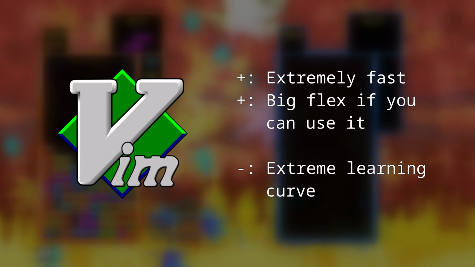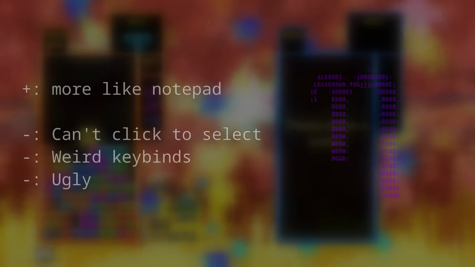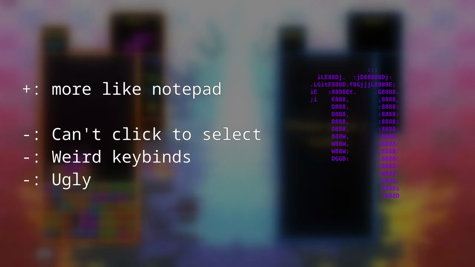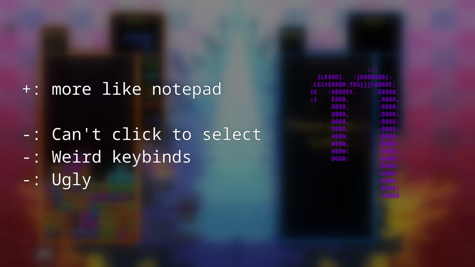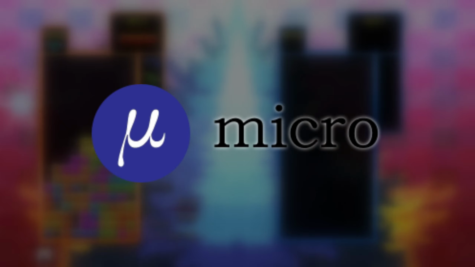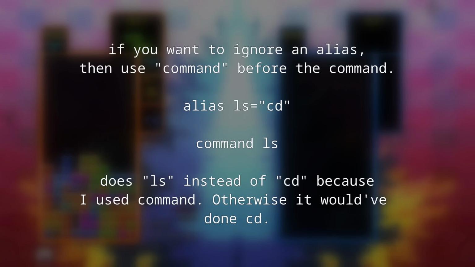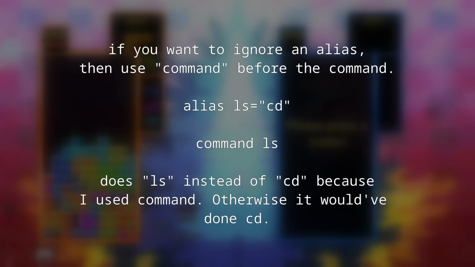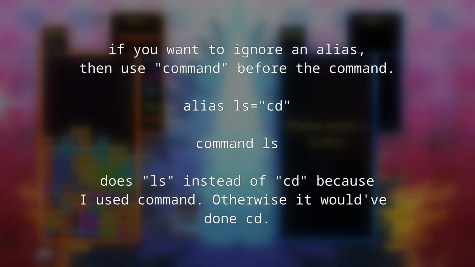The standard text editors in Linux are Vim and Nano, and you'll find them in pretty much every distro out there. Vim is more advanced and has a harsh learning curve, while Nano is like Micro but worse. You can't click around and have to navigate completely with the keyboard, it has strange keybinds, and overall looks way more bland. Don't think too hard about it, Micro is intuitive and powerful, so just use it. If you ever have to use the original command for CD or LS, just type command before typing the command. It basically tells the shell to ignore aliases and use the true name for what you're running.